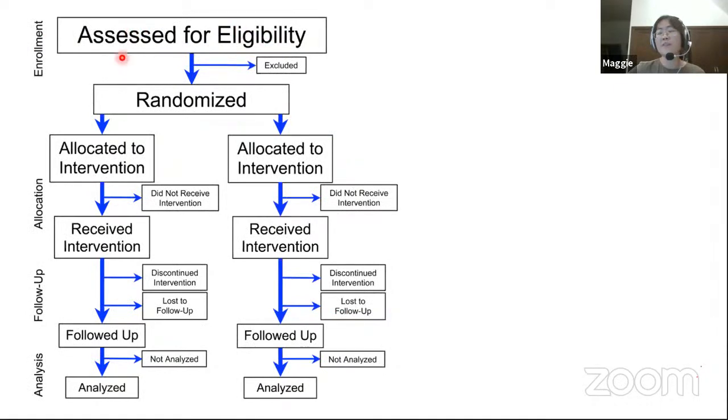Usually you first set up the standard to include patients, and also you set up the exclusion standard for patients. Then you enroll enough patients, and randomize them into two different groups, one with the treatment, another one without the treatment, and then compare the outcomes of these two groups. Then you can get a conclusion whether this treatment is effective or not. This is the randomized control study.